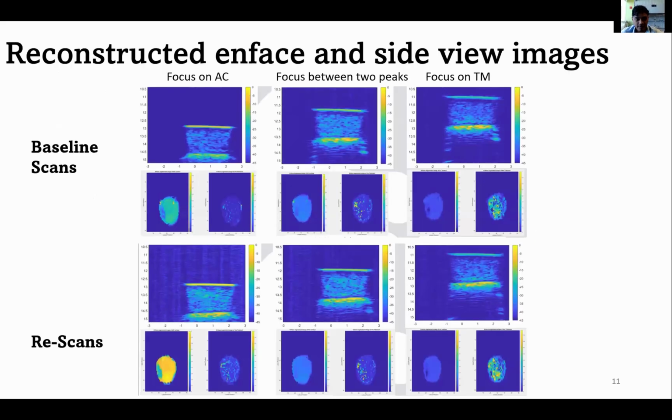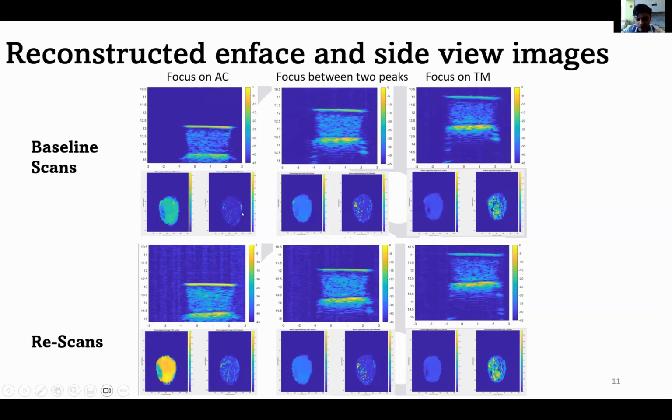And this is one of the real explants, the immature bovine explant. These are the side view images and the NFAS images of it. So you can see how in the NFAS images the focus is shifted from the cartilage surface to the tide mark.